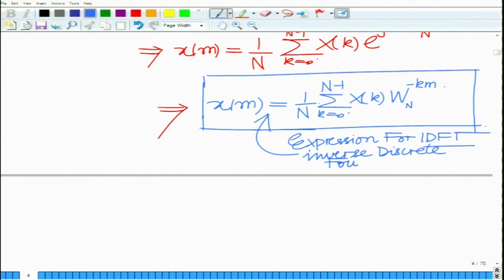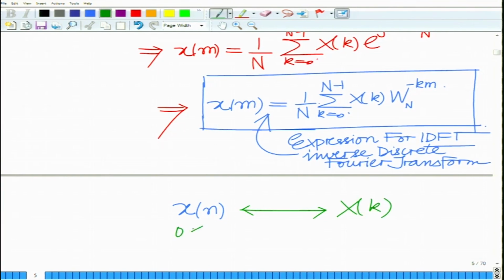This is your inverse. This is the expression for your inverse discrete Fourier transform. And this is of course represented by, similar to what we have seen many times before, x[n]. x[n] and X[k] form a DFT pair, with n in the range 0 to capital N minus 1, and k also in the range 0 to capital N minus 1. So, these form a DFT pair.